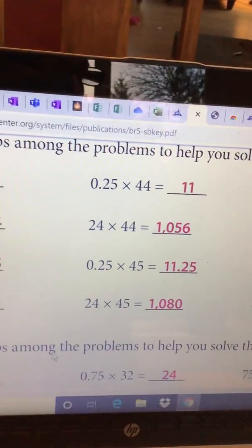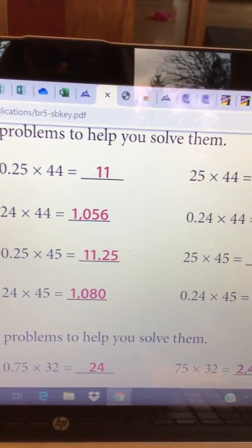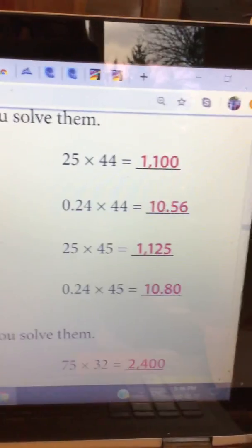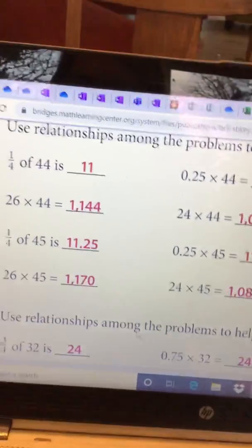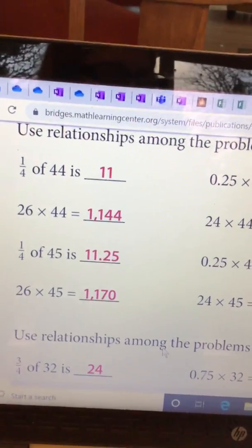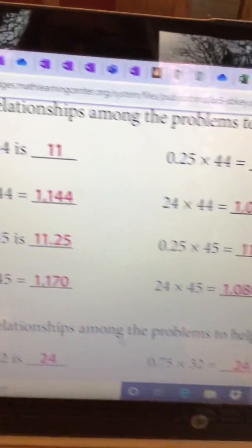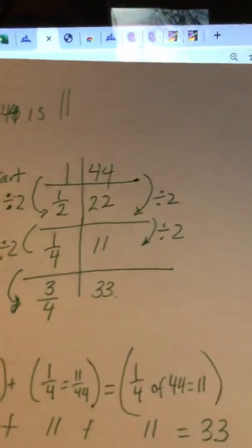So now we know that, here's our problem. 1/4 of 44 is 11. 0.25 of 44 is 11. And 25 of 44 is 110. So let's try to figure out how we got to this answer of 11. And I think you guys will remember that we always start with what we know.